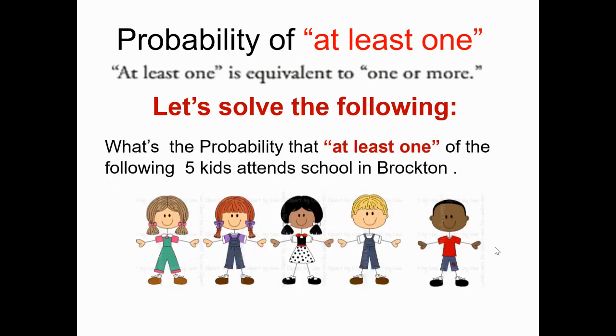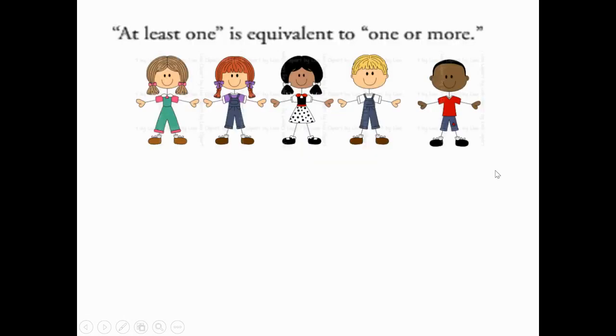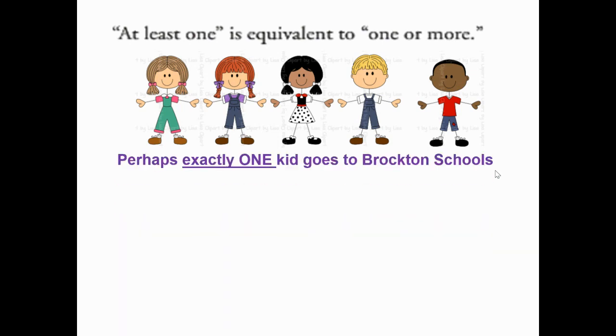Let's solve the following problem. Let's assume we've got 5 kids, and we want to find the probability of at least one of these kids attending Brockton schools. There are my 5 kids. Diverse group, as you can see. At least one is equivalent to one or more. At least one means it could be one kid goes to Brockton schools, 2 kids, 3 kids, 4 kids, 5 kids.